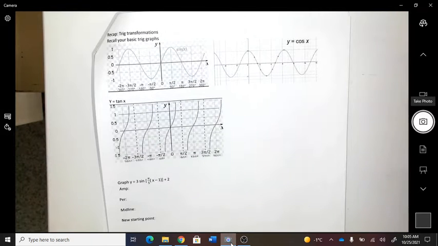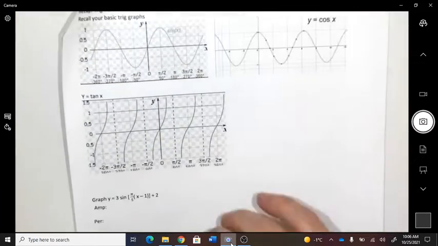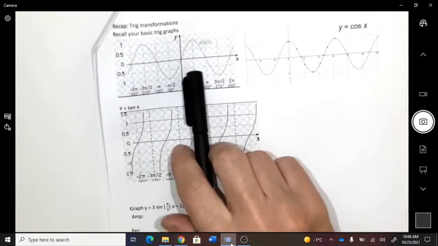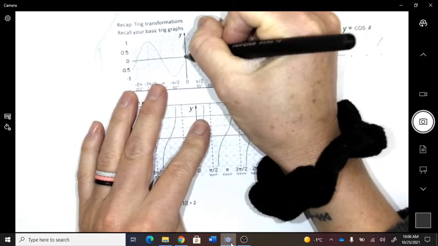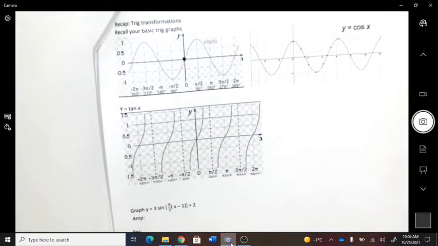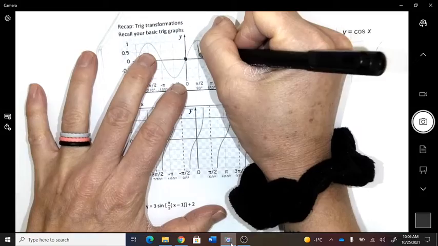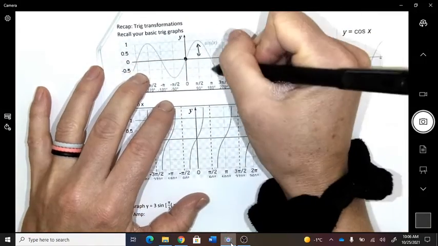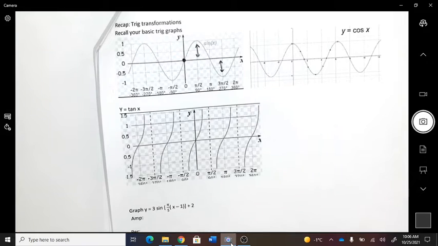Okay, let's recap: what do all of these trig curves look like? The first one we talked about was the sine curve. With the sine curve, we noted that it started on a middle point heading upward. That was the basics for starting the curve. And then we decided that the amplitude is normally what?